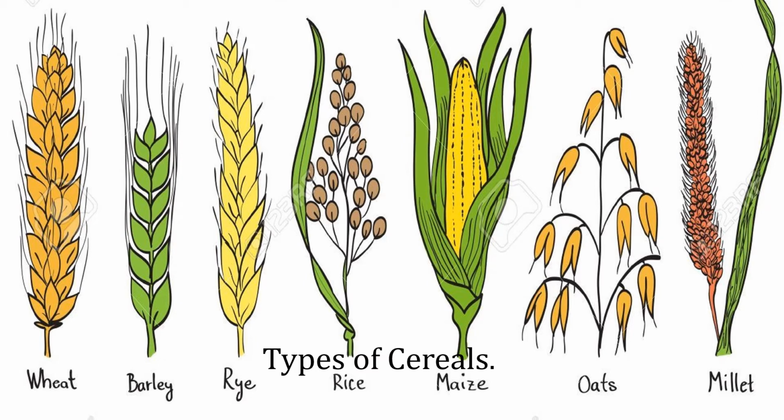The types of cereals, like I said, are the seeds of cultivated plants, and these are the seeds and the cultivated plants that we're looking at. You have wheat, barley, rye, rice, maize, oats, millet. Can you identify the ones that are grown in Guyana?